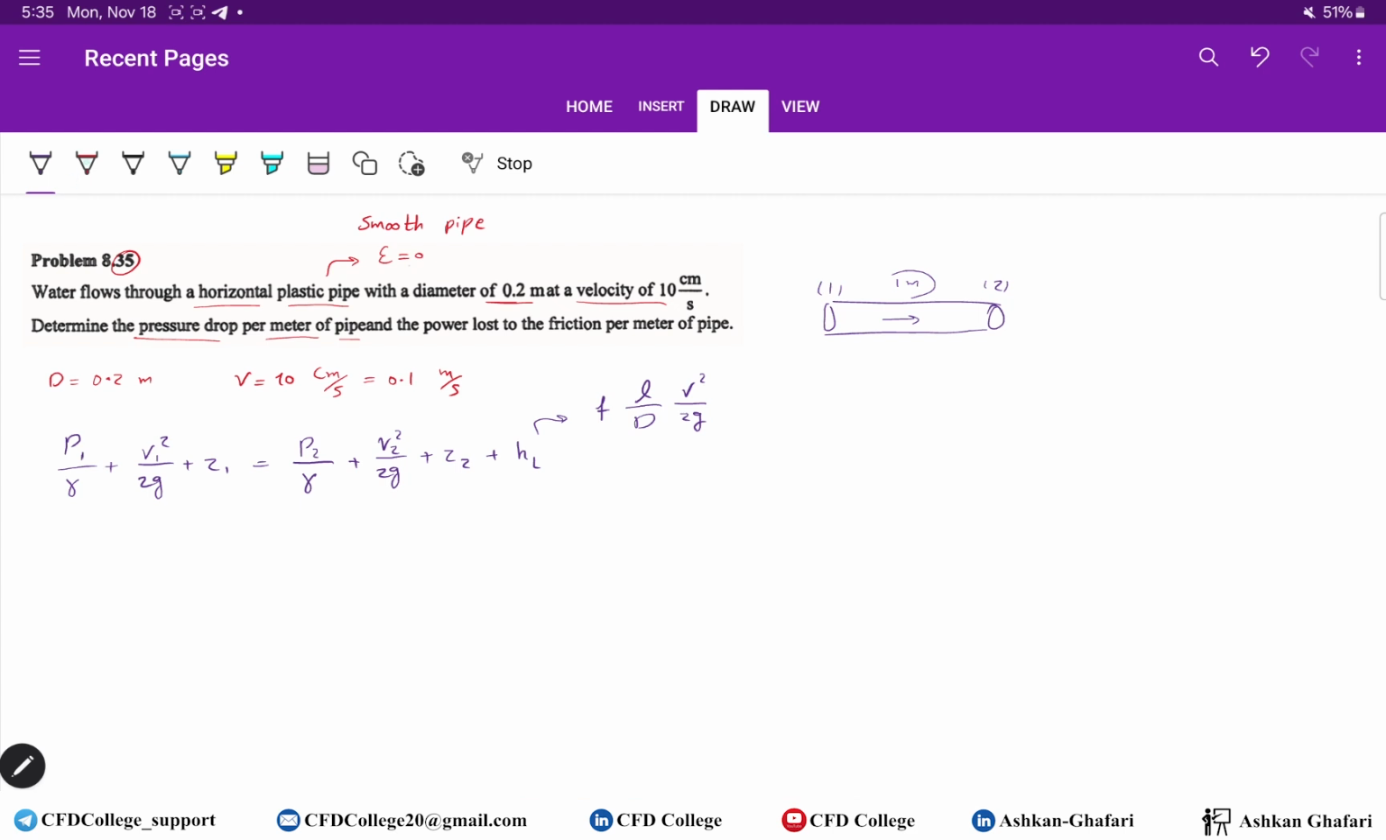Since we have a horizontal pipe, Z1 equals Z2. Since the diameter is fixed, V1 equals V2. We have a fixed diameter.